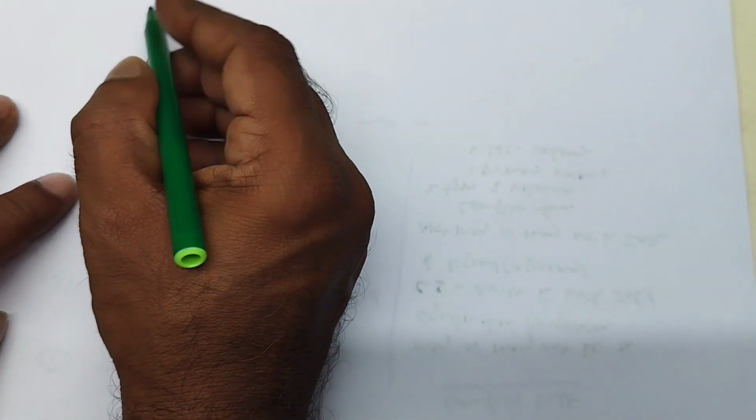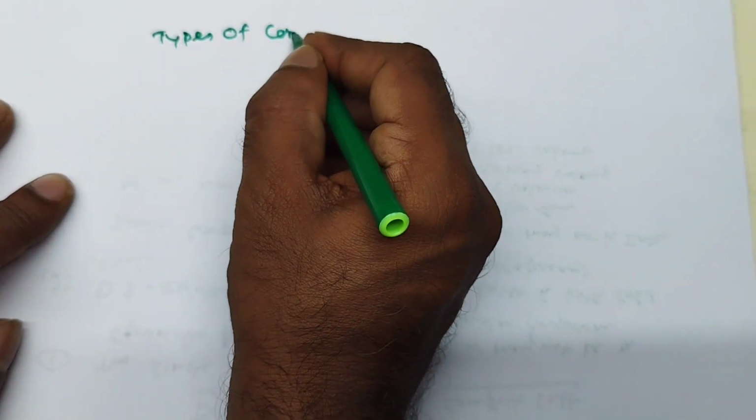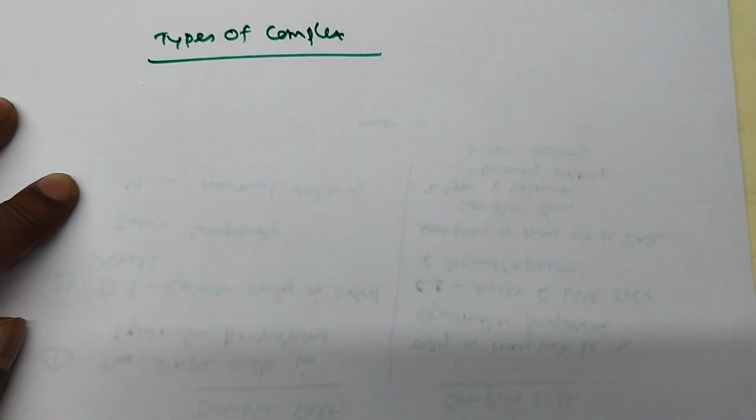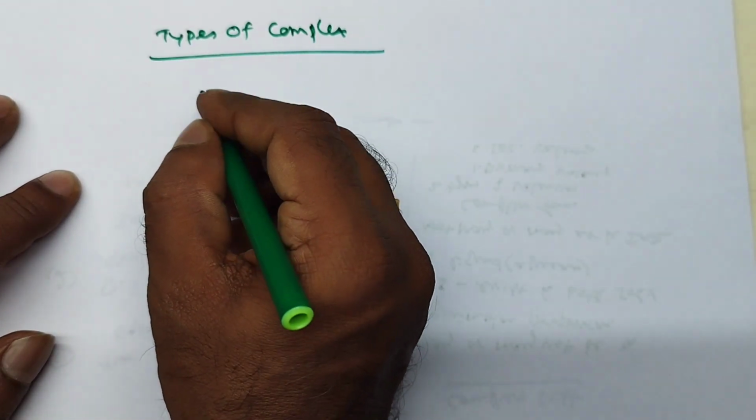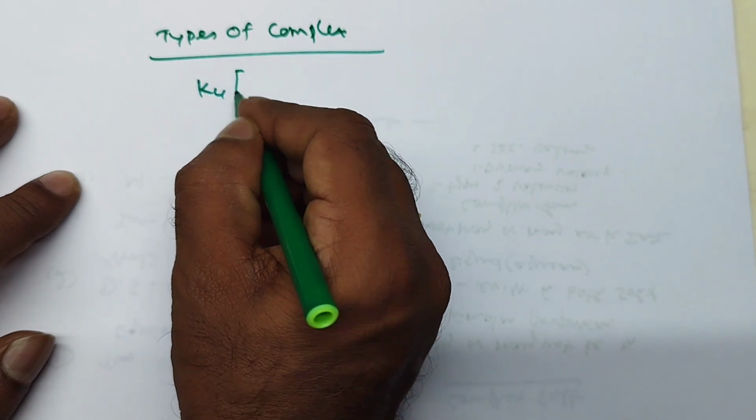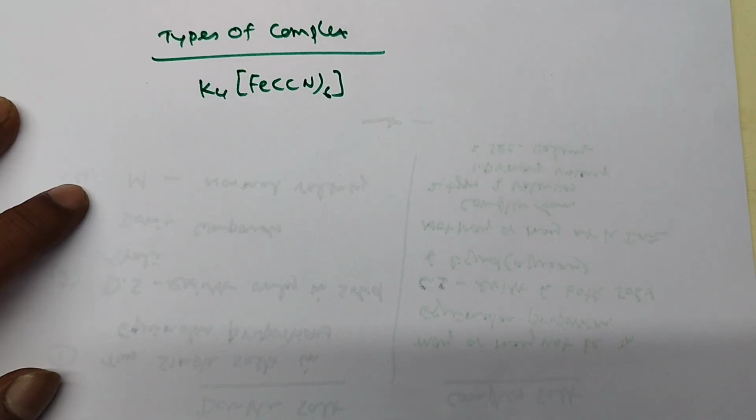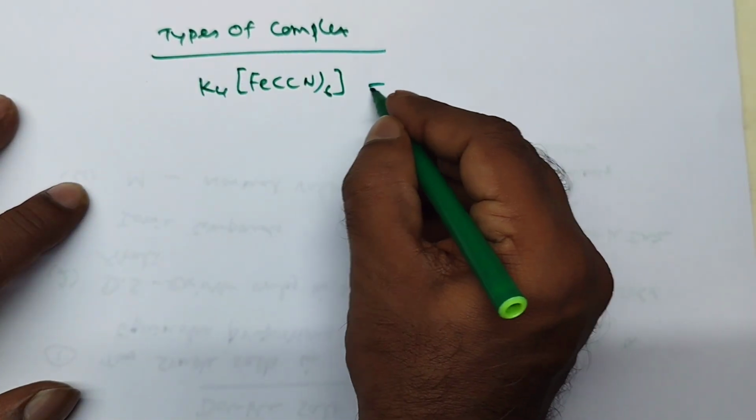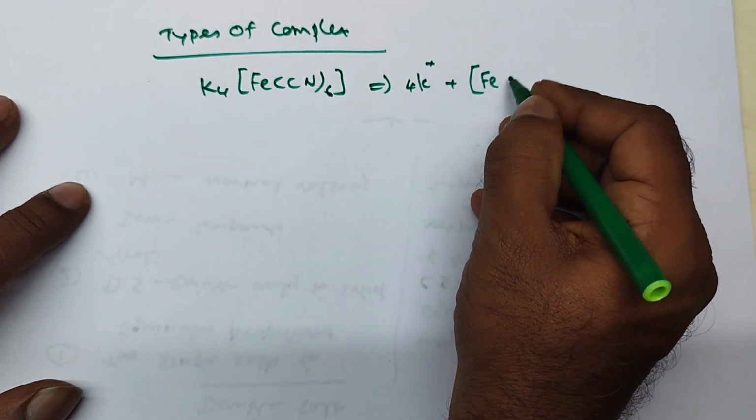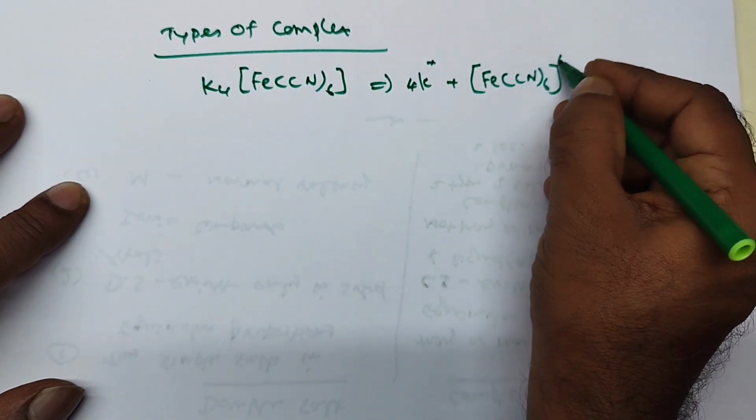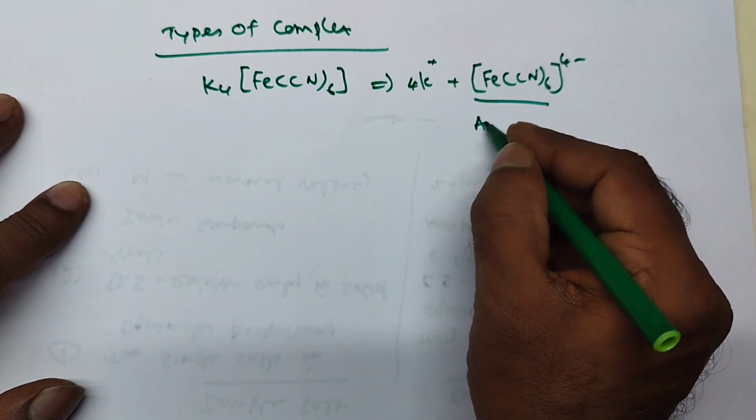Now we will see types of complexes, or how the complex ions will exist, in what different ways. Say for example, K4[Fe(CN)6]. If you analyze this one, it gives 4 K+ and [Fe(CN)6]4-. Here this complex is in the anion, so it is an anionic complex.